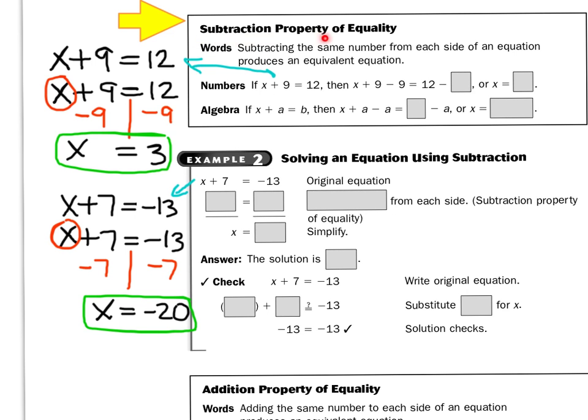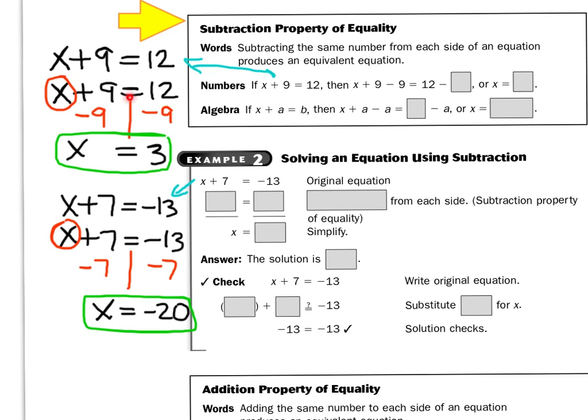Look at subtraction property of equality. That means we're going to subtract to solve the equation. Well, look at the equation they gave us. x plus 9 equals 12. The first thing I want you to do is write it with your black pen or your pencil. x plus 9 equals 12. And then the next thing I want you to do with your red pen, circle the variable, and I want you to put a wall underneath the equal sign.